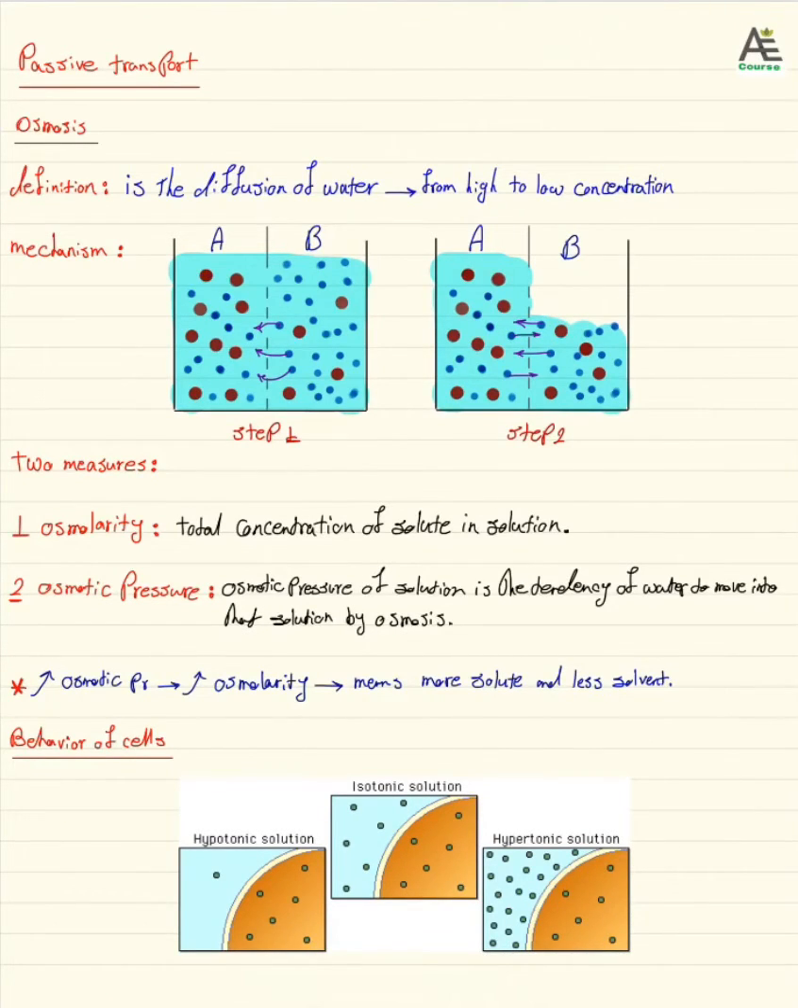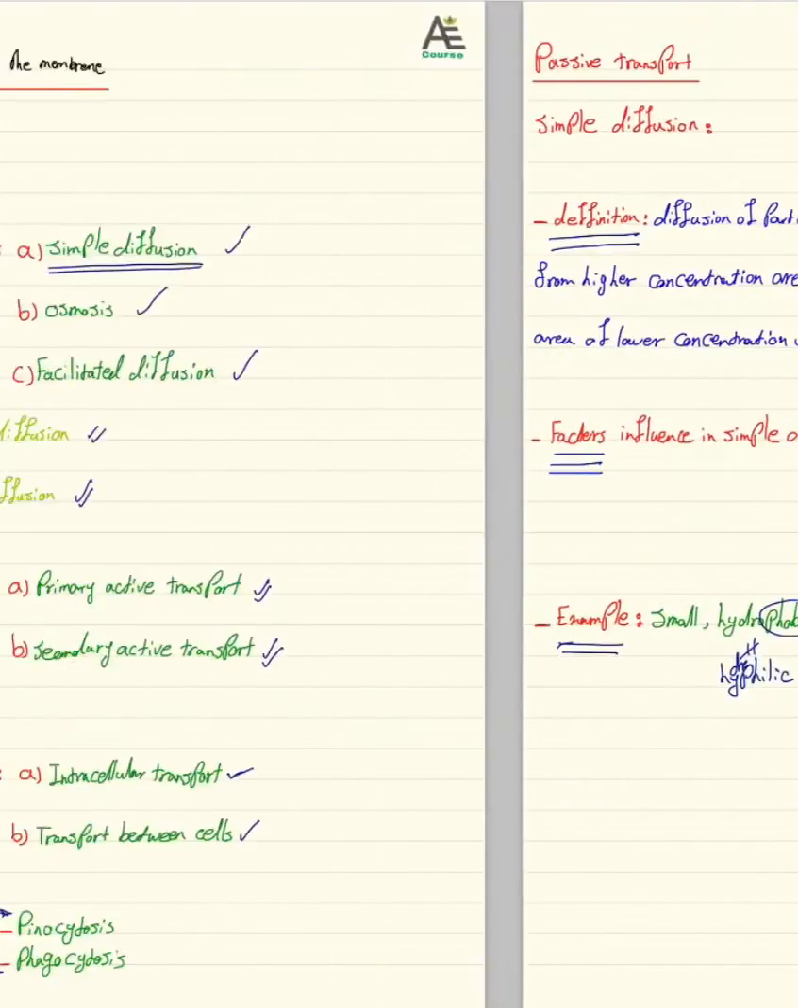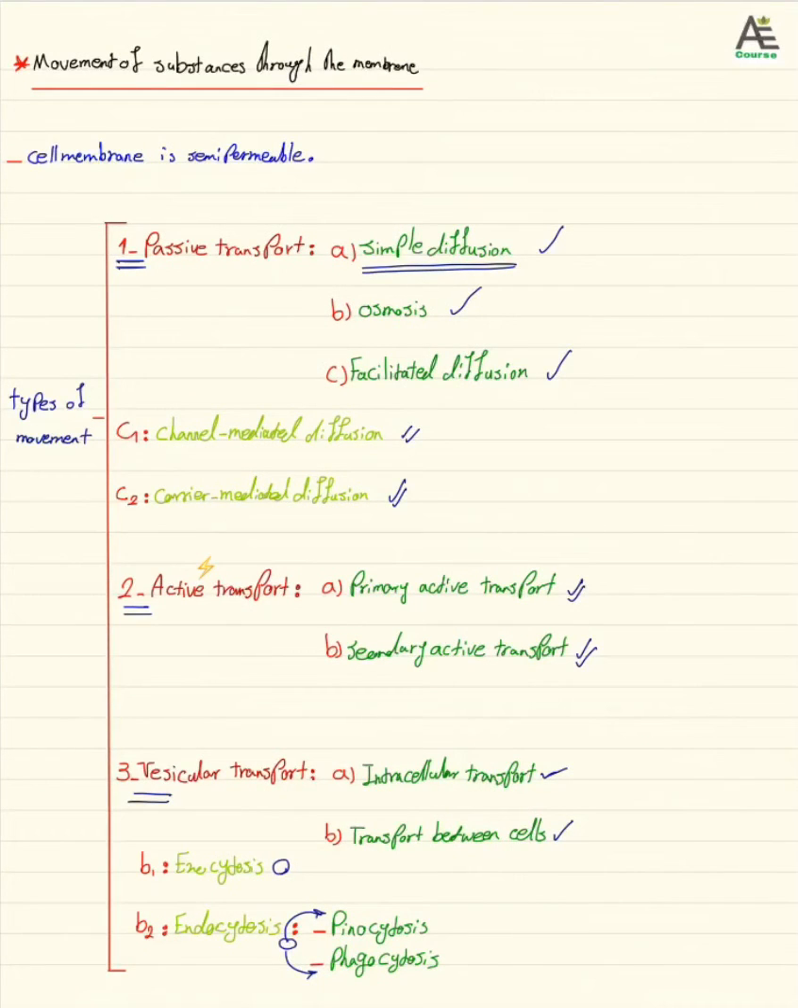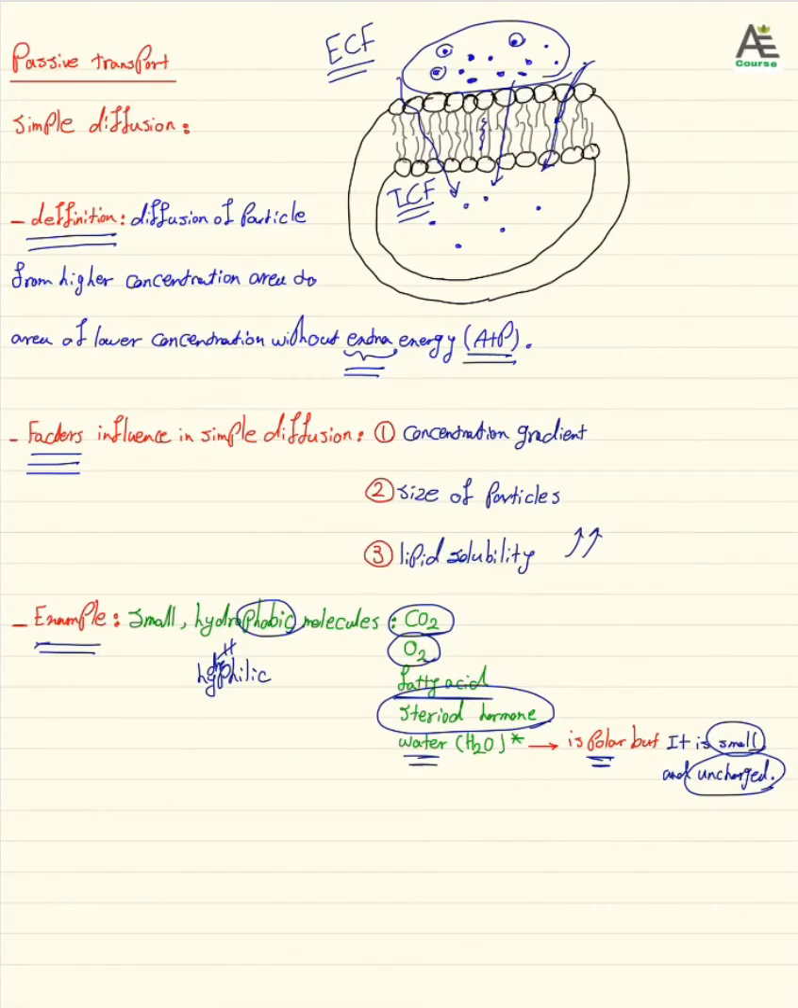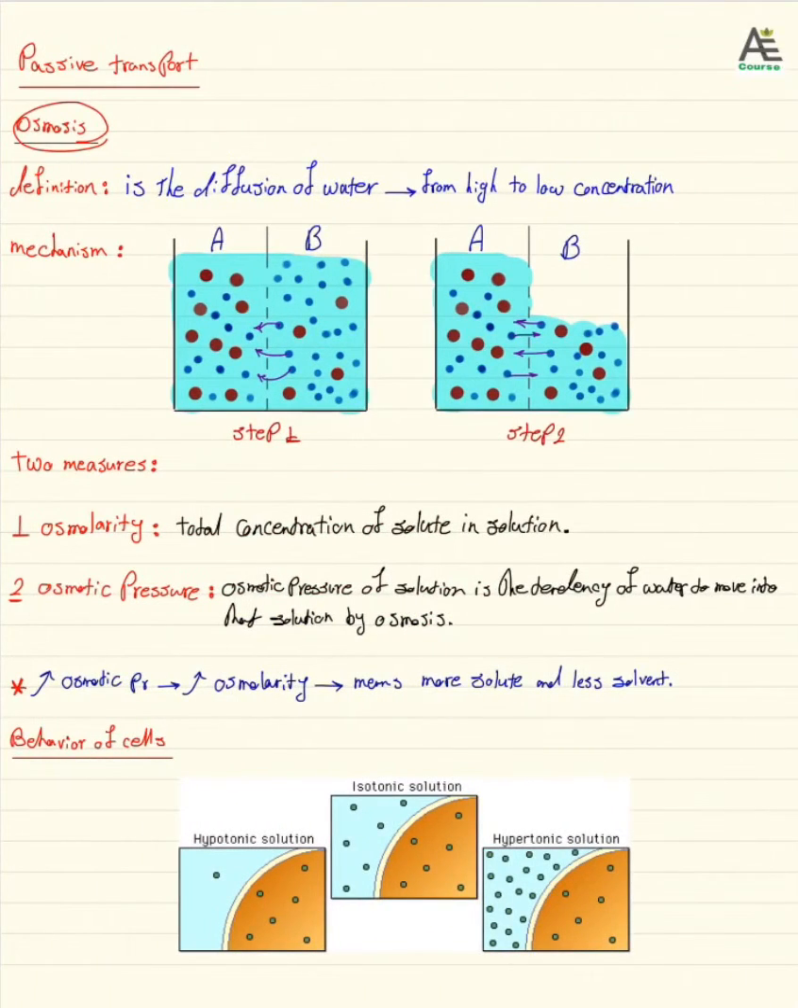Today's lecture is about osmosis and how it occurs in our body. In the previous lecture, we talked about the movement of substances through the membrane, and we briefly introduced the types of movement like passive, active, and vesicular transport, and we talked about simple diffusion in detail, like here you see. And now today's lecture is about osmosis. It's one of the types of passive transport.